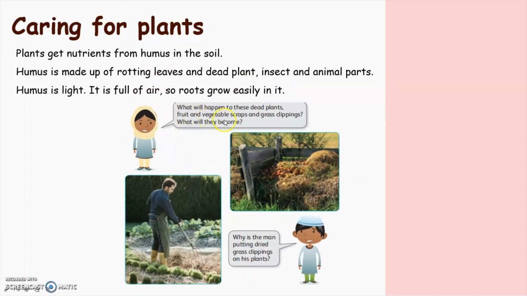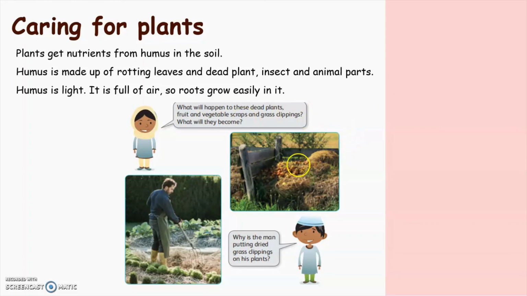Now, I have two questions. You can look at this picture. In picture 1, I have the question. What will happen to these dead plants, fruit and vegetable scraps and grass clippings? What will they become? What do you know about this picture? And you can explain in your own words.